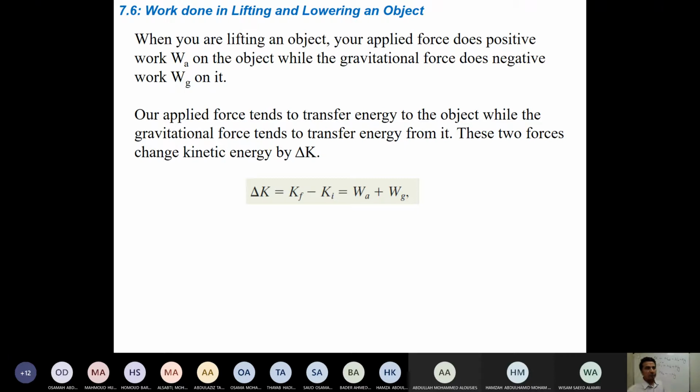You can also apply this statement if the object was going with a constant speed. Here and here, both of them are going with constant speed, but just your hand is controlling it. If you let the object go, it will be accelerating by the gravitational acceleration. But if you control it, like move it downward controllably, at both positions the velocity is constant. Therefore, the initial kinetic energy is equal to the final kinetic energy. The term will also cancel out, which would also mean the applied work is equal to the negative of the work done by the gravitational force.